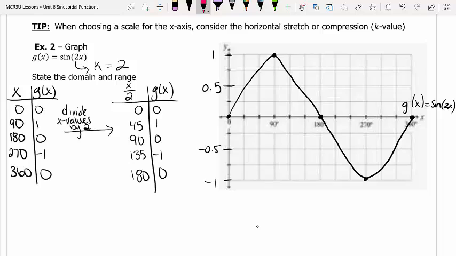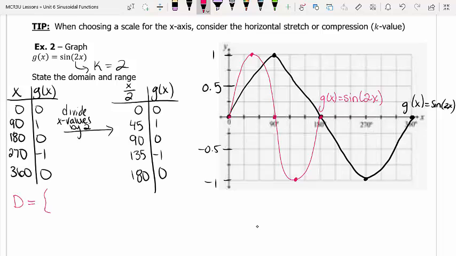Okay, let's go ahead and plot those points. Okay, and you can see that the graph now has been compressed. Okay, so let's state our domain and range. And remember, we state the domain and range of our fully transformed graph, so that pink graph.